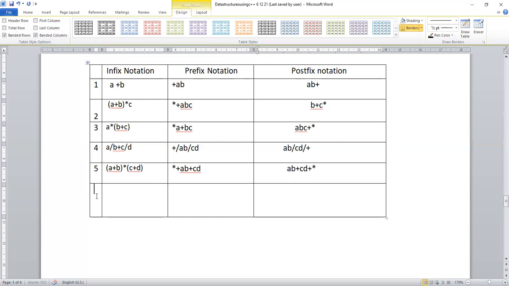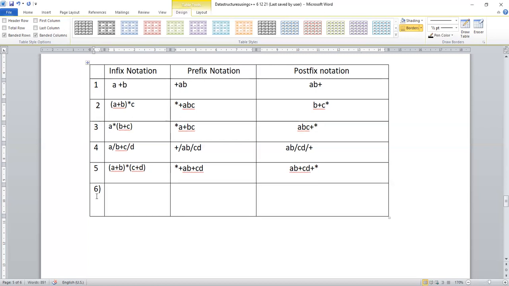Okay, so this can be done by BODMAS. You know BODMAS: bracket of division, multiplication, addition, and last is subtraction. Okay, so last one is subtraction.